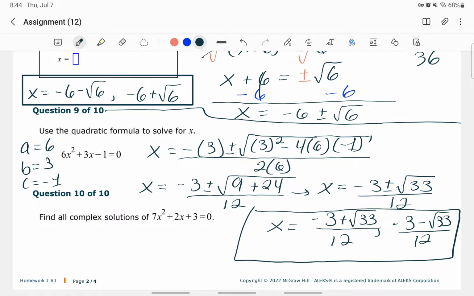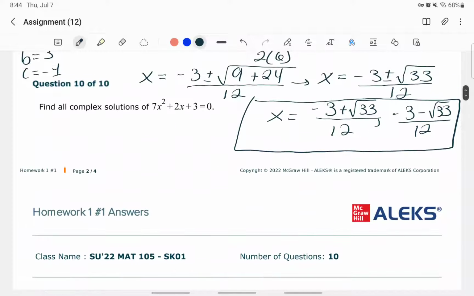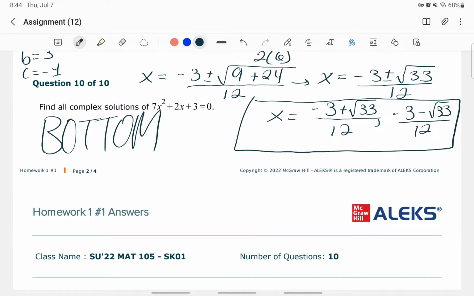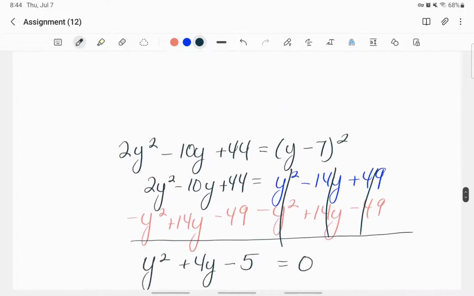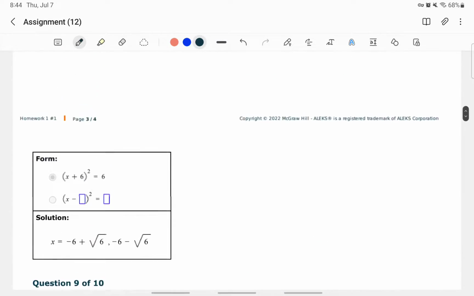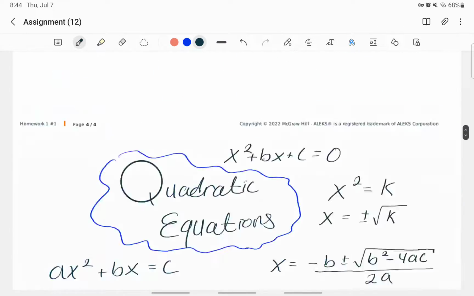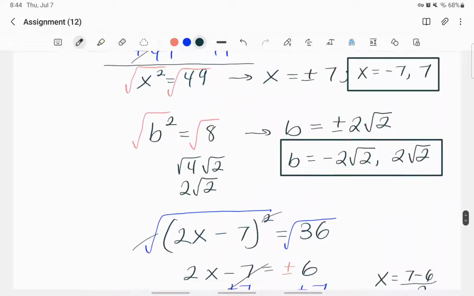Okay. Number 10, I don't have enough room to do that up here. So number 10 is going to be at the bottom. Scroll all the way down. And look at me, I didn't even get the equation. 7x squared plus 2x plus 3 equals 0.